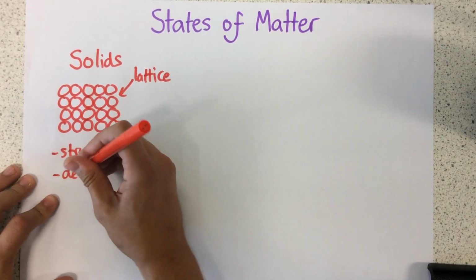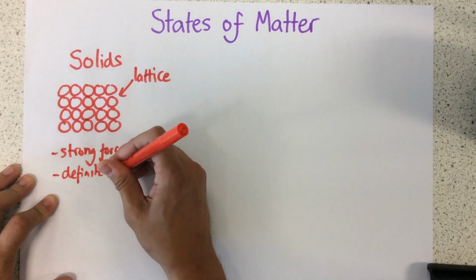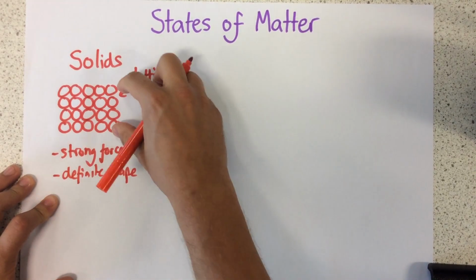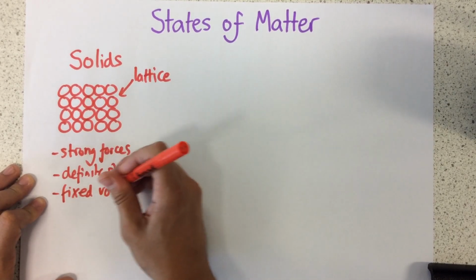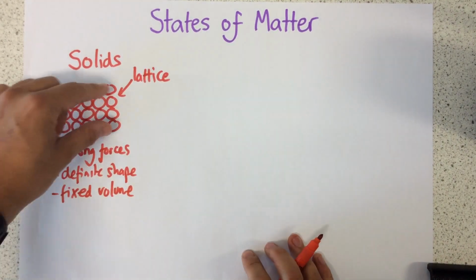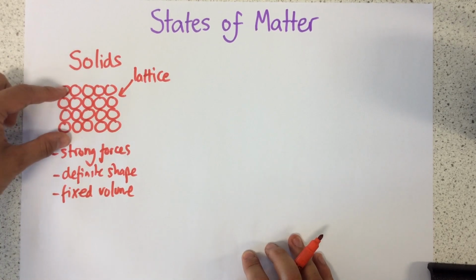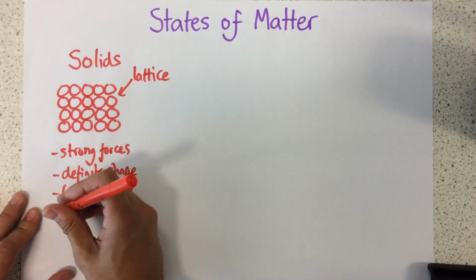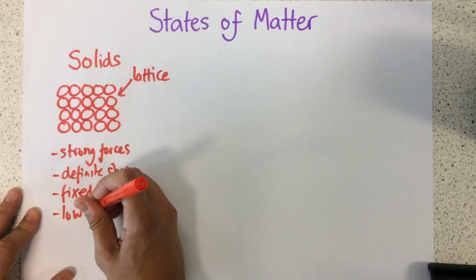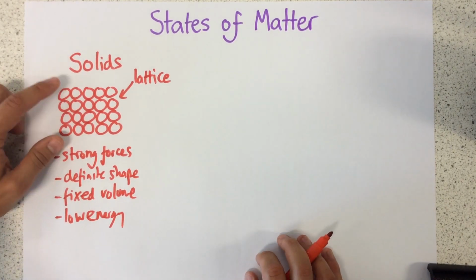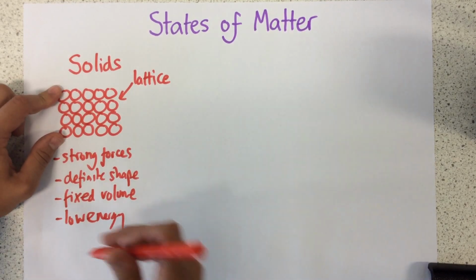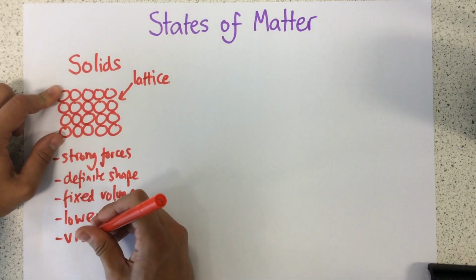So they do have a definite shape that they hold. They also have a fixed volume, which means the volume is consistent, it's fixed. Next up, the particles have low energy. There's a low amount of energy in each of the particles. Also, they're not free to move. So they're not free to move anywhere.